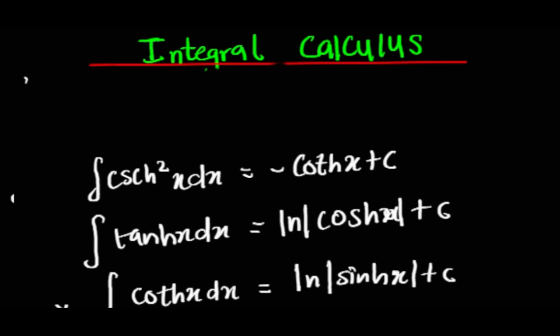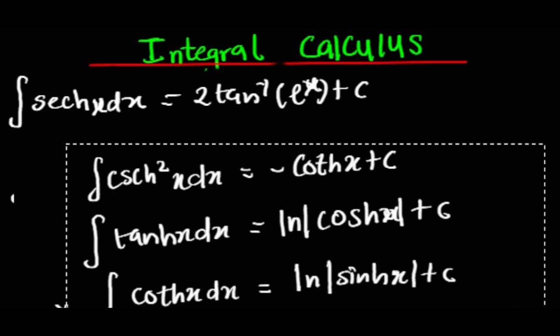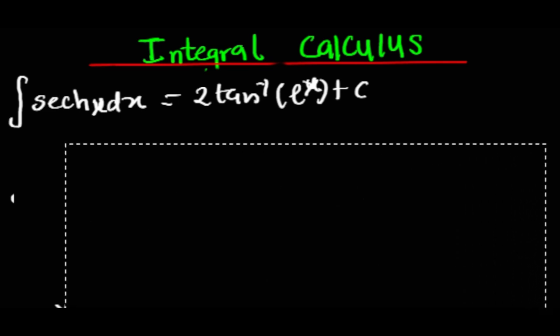So the next one you can have is when you're given the integral of sech x dx. You're going to have it to be 2 tan inverse of e to the x, plus c. That's what you're going to have. So that's another identity still under hyperbolic functions. You guys have to take note of that.